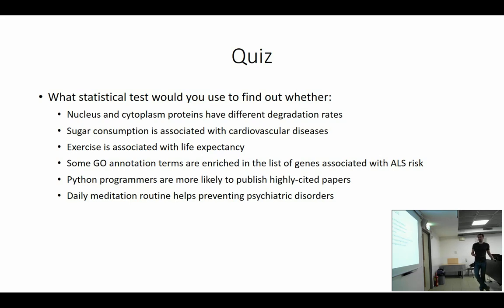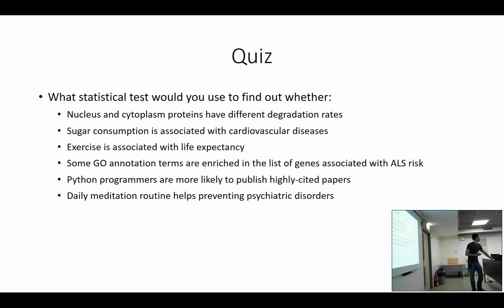So we want to test whether Python programmers are more likely to publish highly cited papers. Now, I think it's self-evident, but suppose we came across some skeptic and we wanted to convince them that it's actually true. How would we do that?